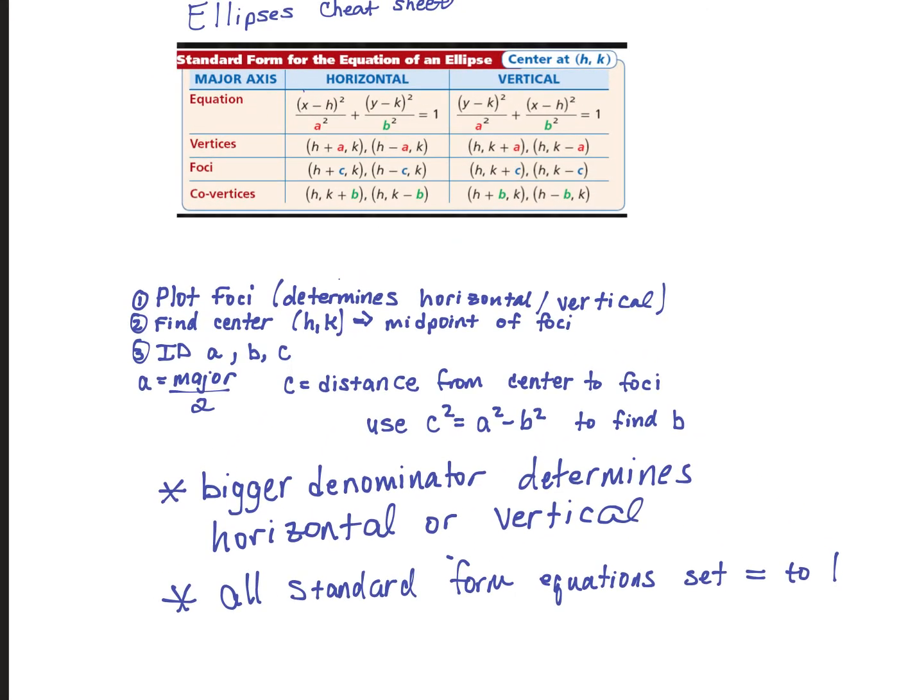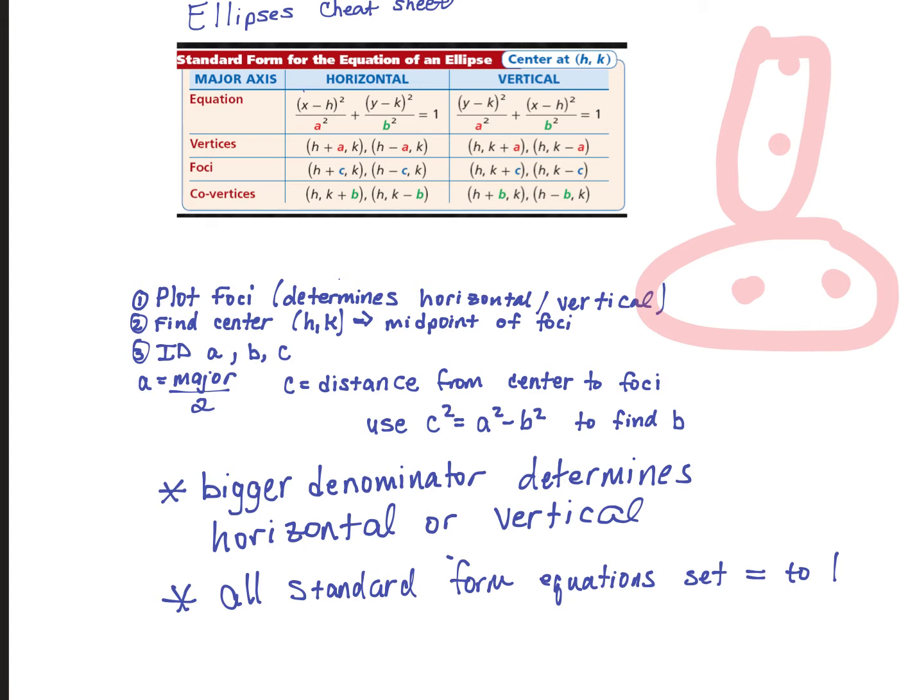On the next slide, this is step by step in words of what we need to do to find everything we need for our ellipse and how we can put it in an equation. So first thing we want to do is plot the foci. It'll give us 2 points for the foci. We've got to plot them depending on where they are. If our foci are here and here, we know we're going to have a horizontal ellipse. If our foci are here and here, we know we have a vertical ellipse because the foci are always on the major axis.